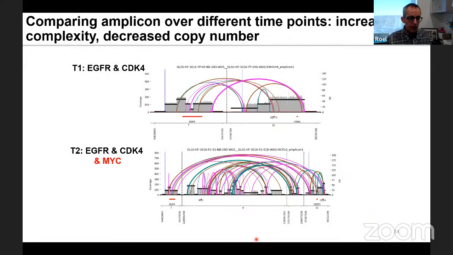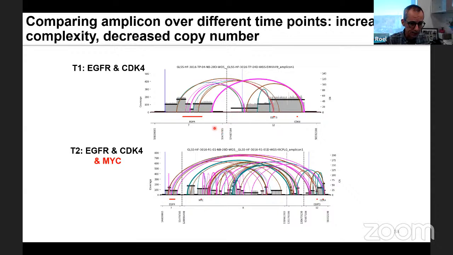So in the next step, we actually started to look at tumor samples where we had data from multiple time points. So here's one example of a glioblastoma tumor that contains an extrachromosomal amplification with the oncogenes EGFR and CDK4, both on the same structure. Here's EGFR and there's CDK4. And these are on different chromosomes, chromosome 7, respectively chromosome 12, but you can see the numerous sequencing reads that connect these two genomic segments.